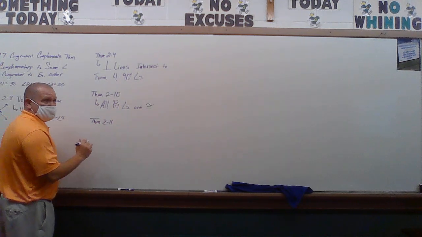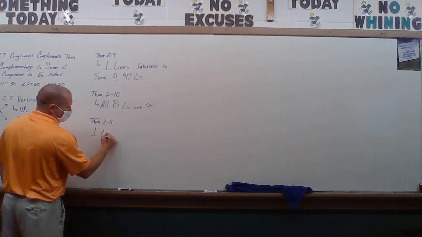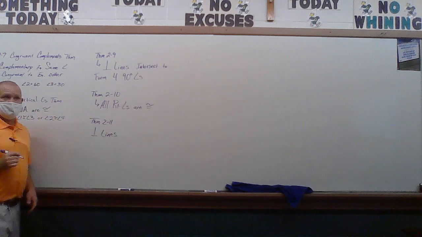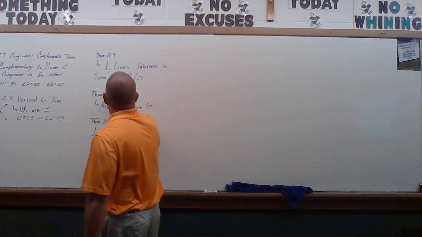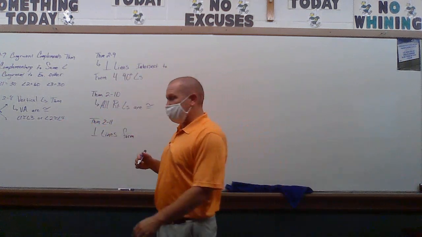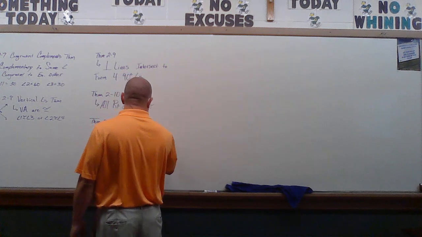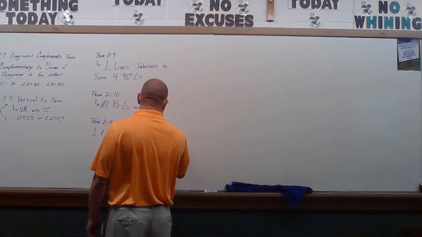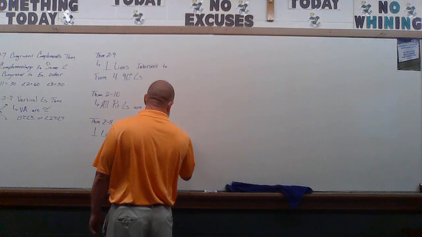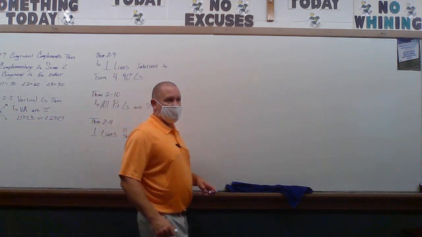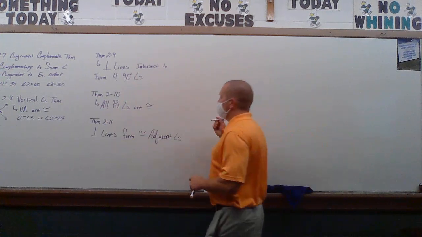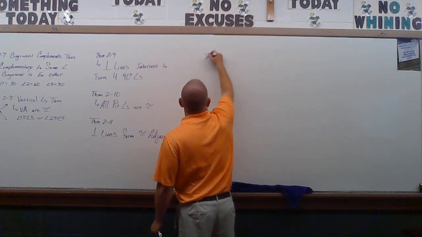Alright, think about this one. This one should make sense too. Perpendicular lines form, if they form 4 right angles, they also form congruent adjacent angles. Would you agree with that? What does adjacent mean again? Right next to each other, they share one of the sides. So perpendicular lines form that. We know that every single time. Told you this was easy, right?